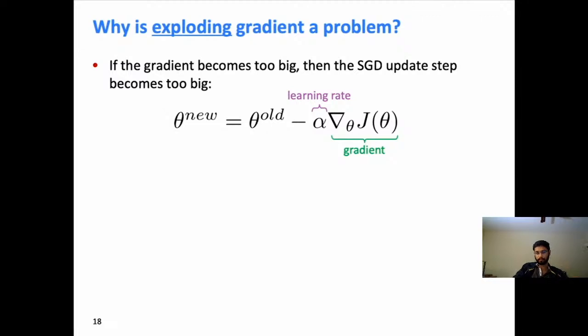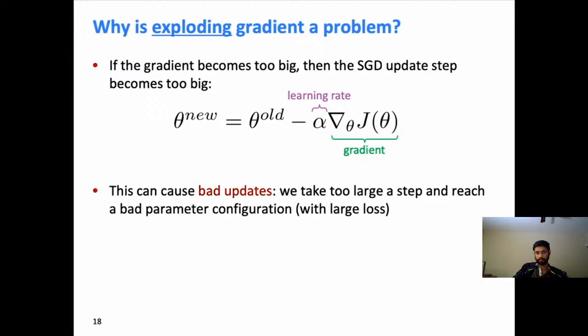So the problem is that if your gradient gets really big, then your SGD update step is going to become really big too. So you're going to be taking a very big step, and you're going to be drastically changing your model parameters theta. And this means that you can end up with some bad updates. We end up taking too large a step, and we're changing the parameters too much. And this means that we take a big step, and we end up in some area where the parameters are actually very bad. For example, they might have a much larger loss than they had before.